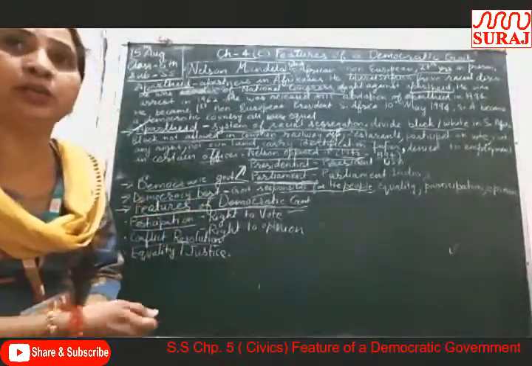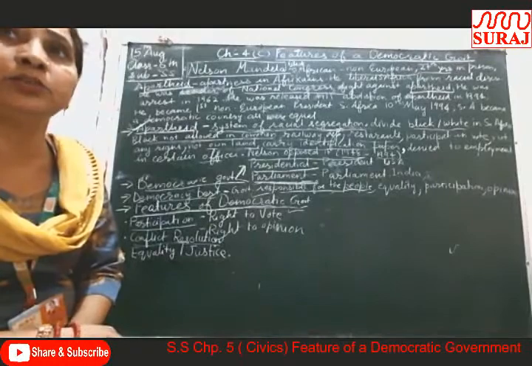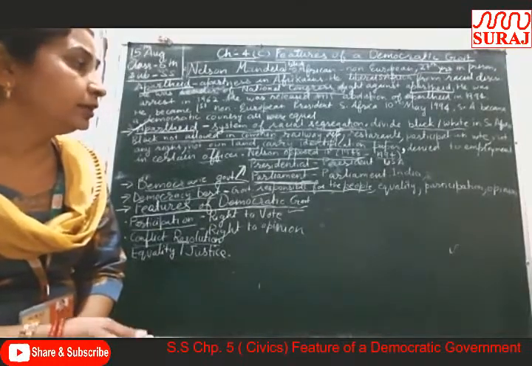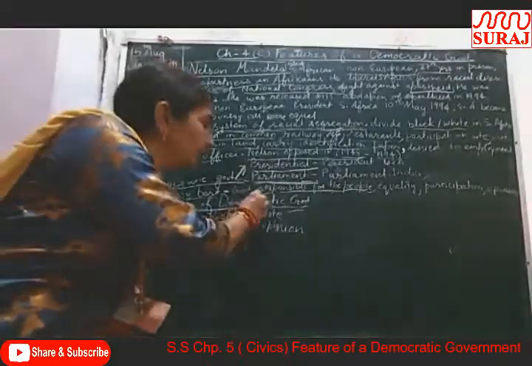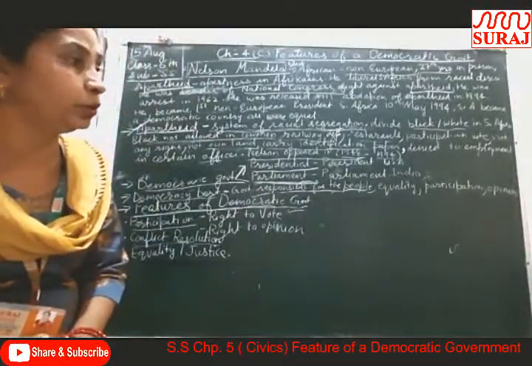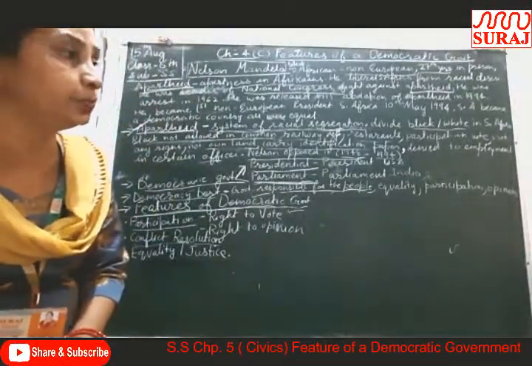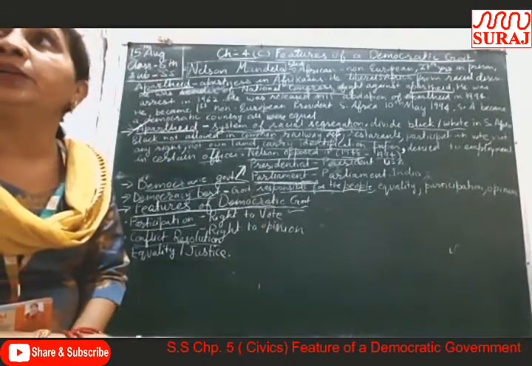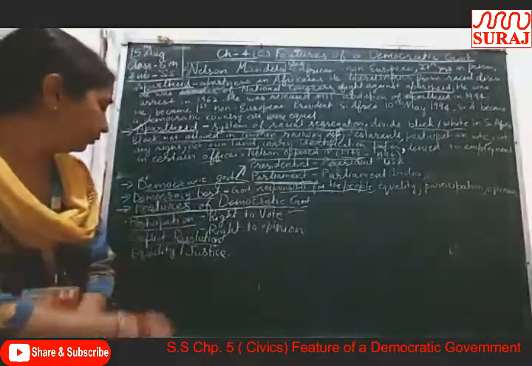Why do we choose democracy, or why is democracy the best? Because in this government, it is responsible for the people and all people have the right to equality. All people can participate and they can give their opinion in this type of government.